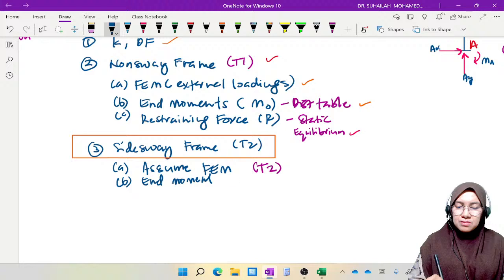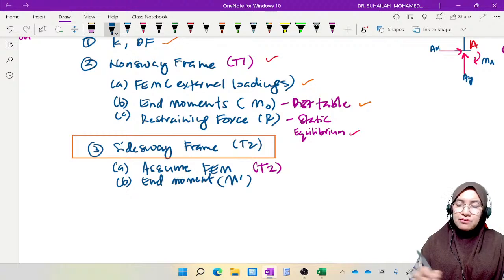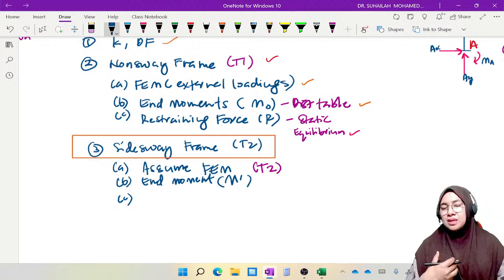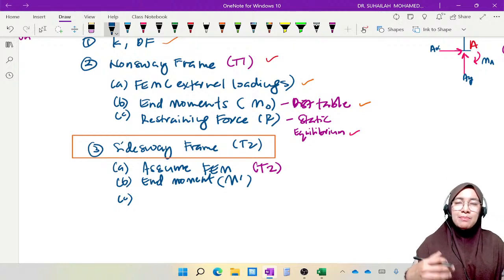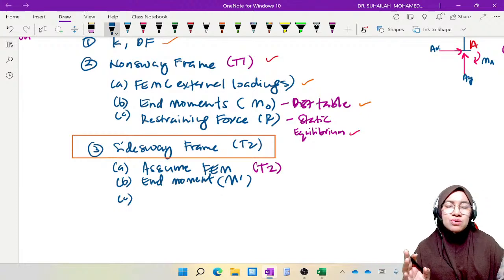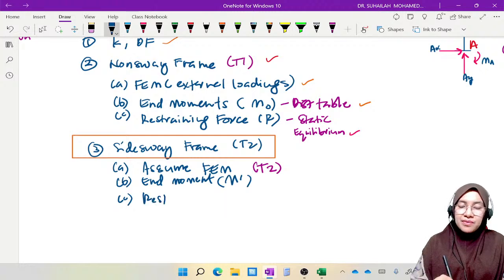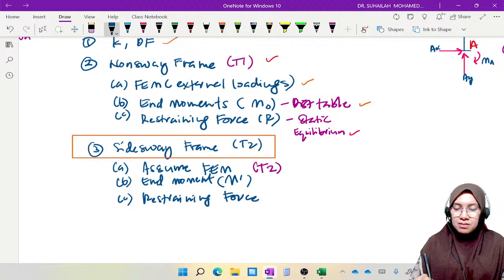This is M prime from the distribution table. And step C is only repetition. Okay, the same process that we have actually done in step 2C, except all the values are different. Restraining force R prime.